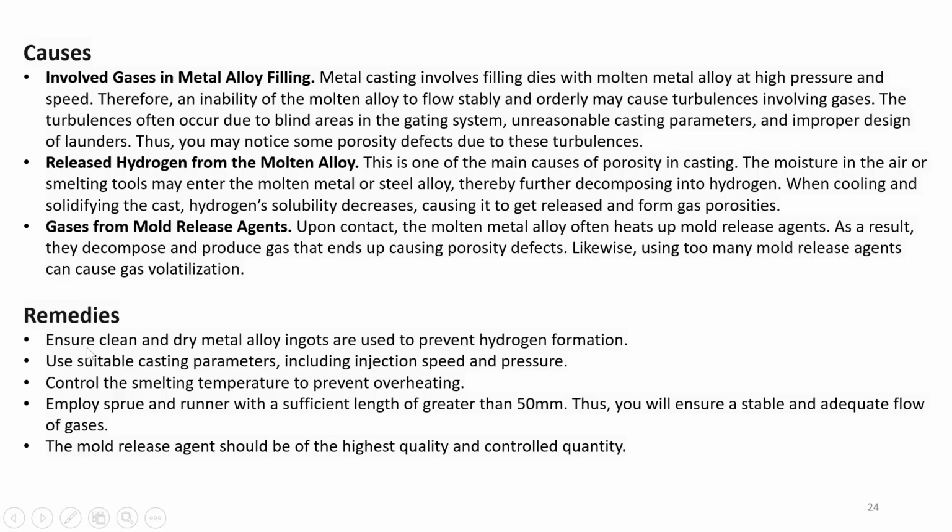Next, the remedies for these gas porosities. First, you have to ensure clean and dry metal alloy ingots, which are used to prevent hydrogen formation. You have to use suitable casting parameters including injection speed and pressure. You have to control the smelting temperature to prevent overheating. You have to employ sprue and runner with a sufficient length of greater than 50 mm. Thus, you will ensure a stable and adequate flow of gases. The mold release agent should be of the highest quality and controlled quality.